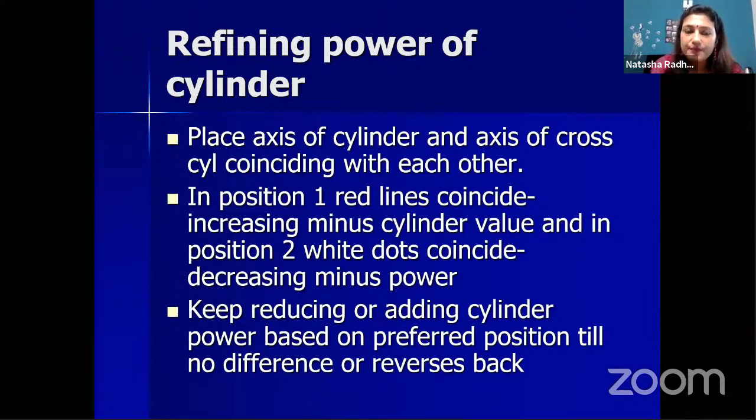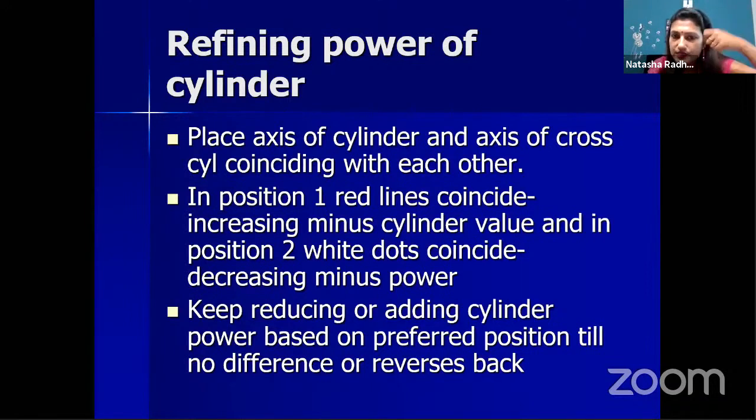Next is to refine the power. Now, if you use the minus line, if it coincides with the axis of your cylinder, you are actually adding minus cylinder. And if the plus line coincides, you are decreasing the minus cylinder in your trial frame. So that is how you refine the power.